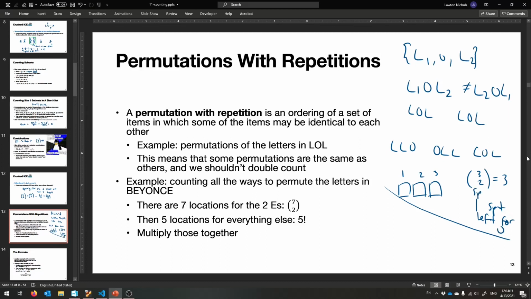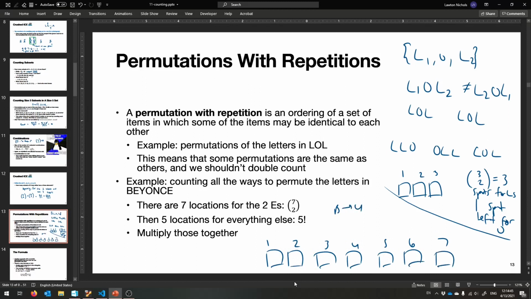So, spots for L's. Let me explain this slower now, and we'll try and permute all the letters in Beyonce. So how many different ways are there to do this? Here's the idea. We have 7 letters this time: 1, 2, 3, 4, 5, 6, 7. We can arrange them however we want, but we don't want to overcount. We have all these different slots, and we want to say, okay, the B goes to slot 4 in this particular permutation, the C goes to slot 5, etc.